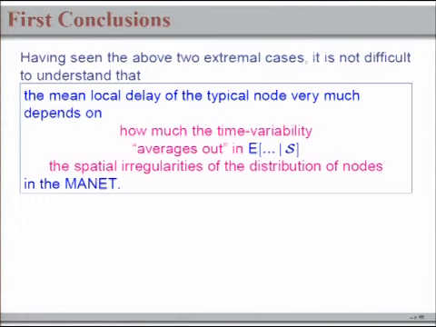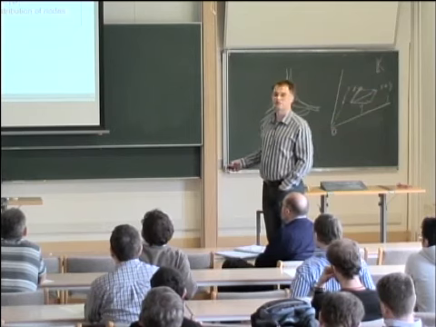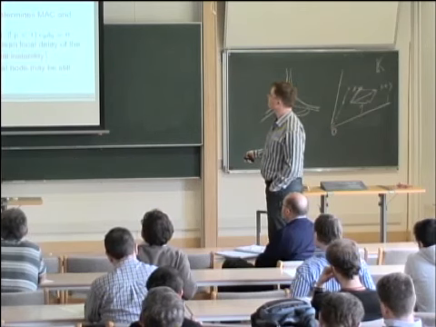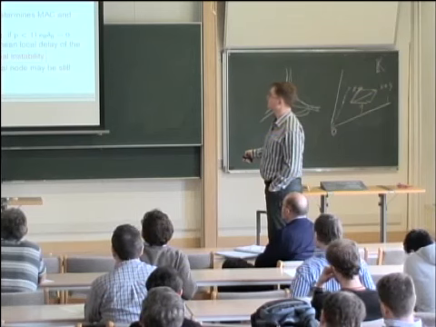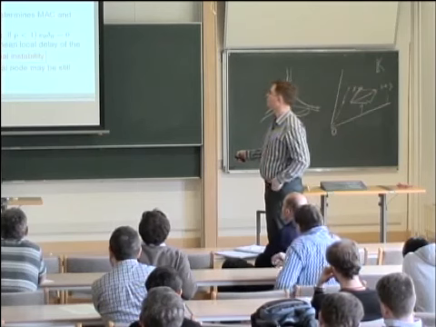So we should have understood by now that the spatial instability depends on, I would say, how much time variability averages out the spatial irregularities of the network. Or in other words, how much averaging is done at the temporal level, and how much is left for the spatial averaging.